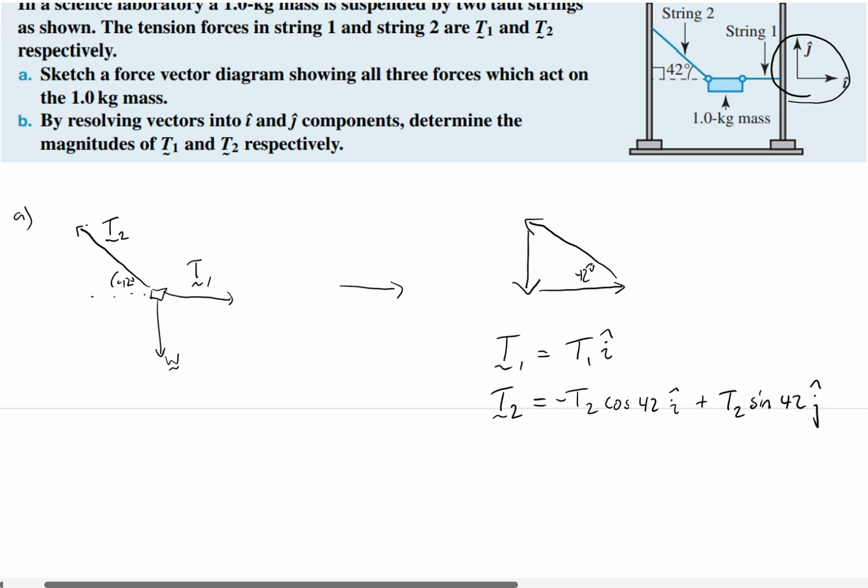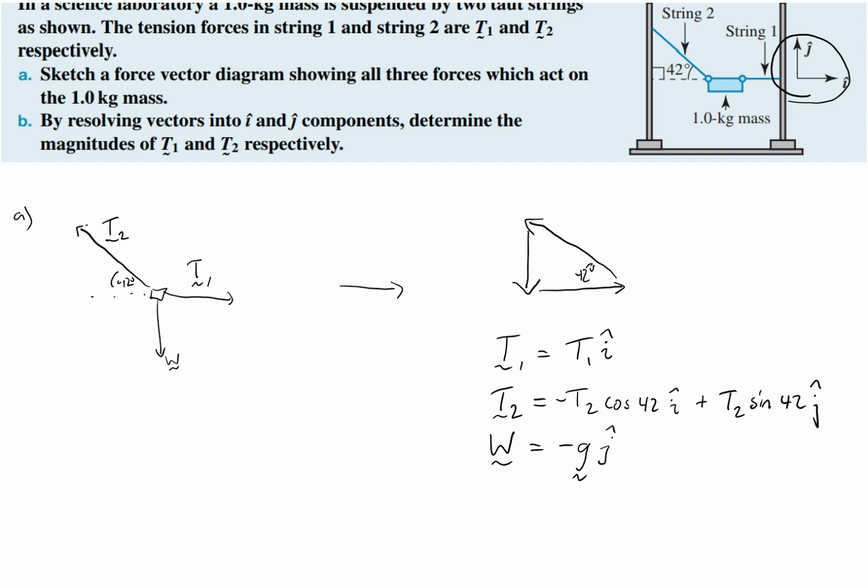And then we'll say weight is g, or negative g, because that's our acceleration towards the ground. And that's also acting in just the direction of j.